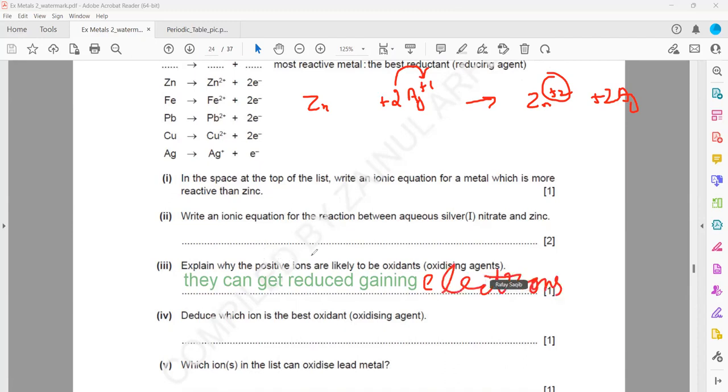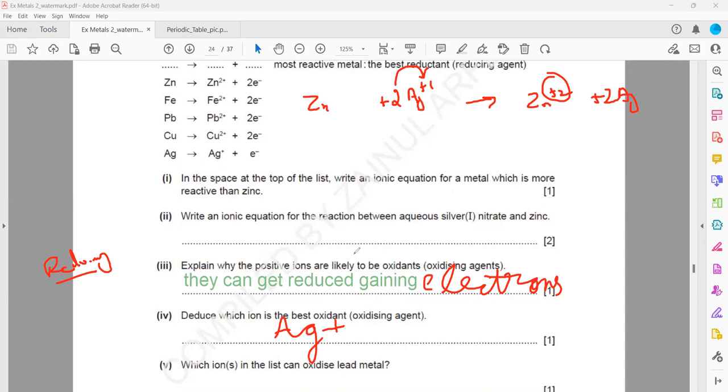The second one: why the positive ions are likely to be oxidant or oxidizing agent? Oxidizing agents, they reduce. And what is the meaning of a reduction? Reduction means they gain electron. No, oxidizing agent itself is reduced, and reduction is a gain of electron, not loss. You have to mention that they do not lose electron, they gain electron.